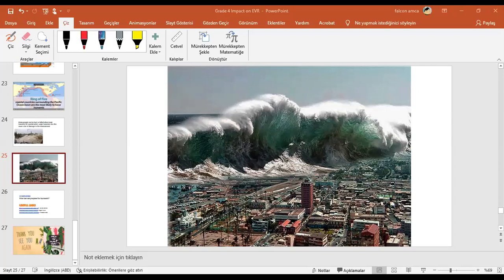And what's happening? When fossil fuels are burned by cars, carbon dioxide will go to the atmosphere, and what will happen? Air pollution. Okay, this is the air pollution picture in your book. What about this one? What do you think? What's happening here? What's that? Tsunami.